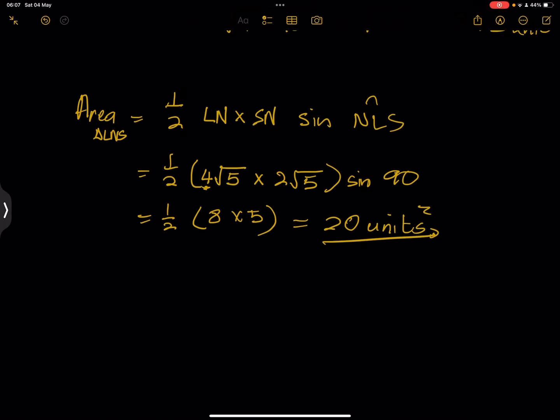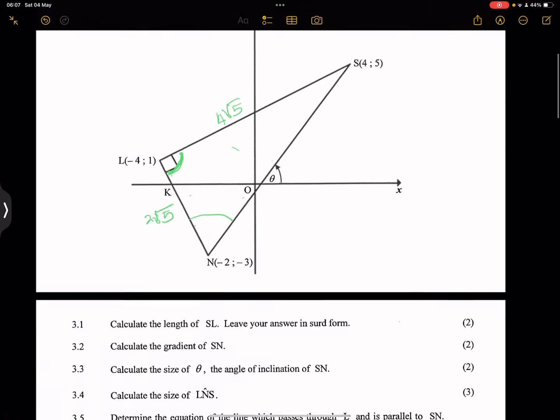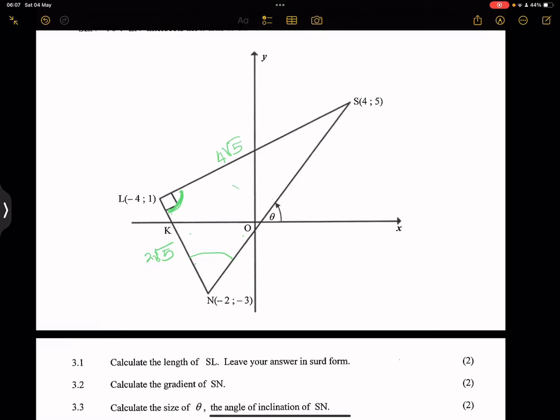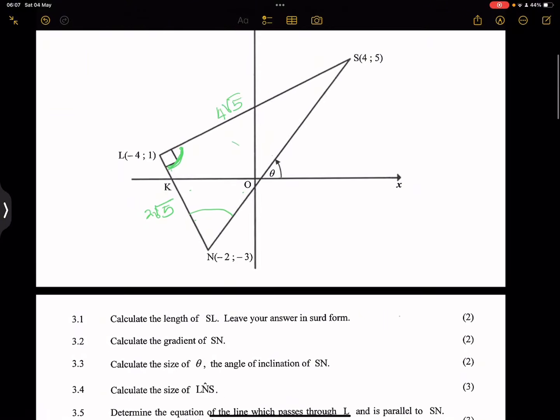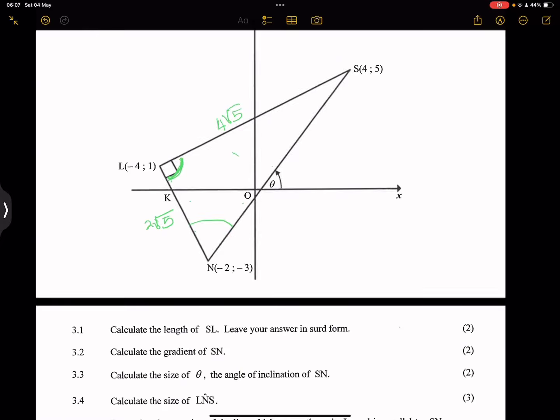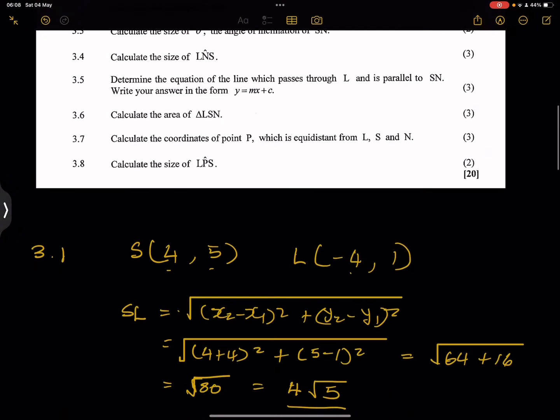So if you wanted to use that angle there, that means that we would have to get the length of SN. I just realized that we actually had the length of SL as well as the length of LN. So the included angle in between those is angle L. All right. Okay, almost done.